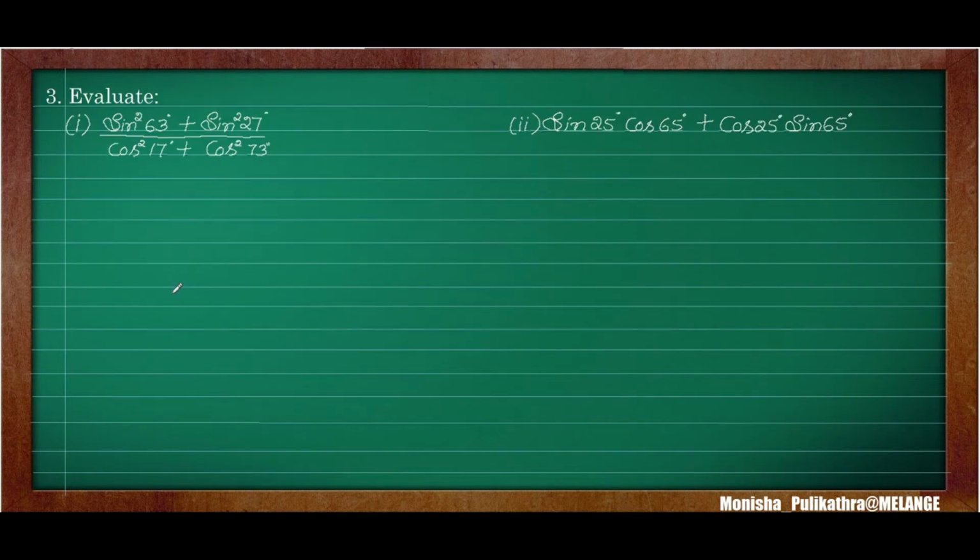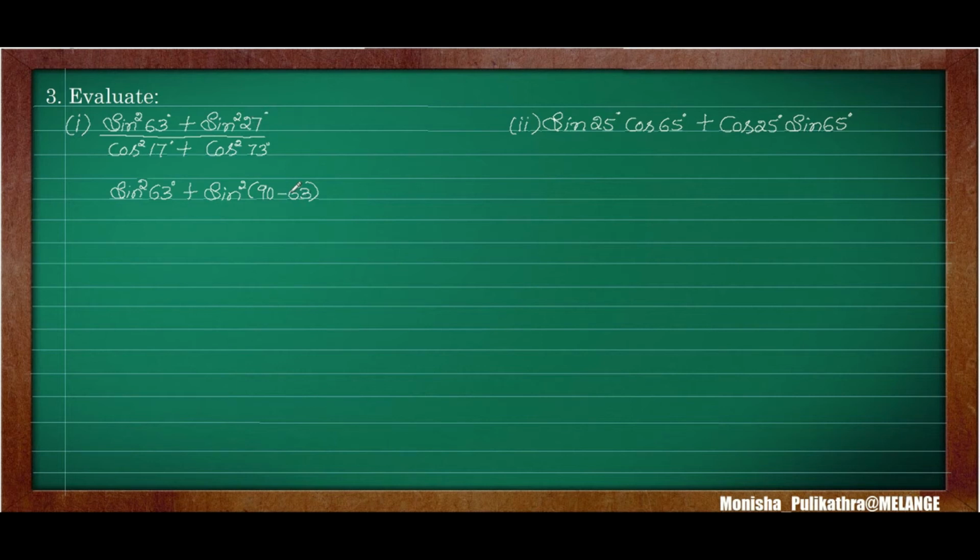So moving on to the third problem, we need to simplify it and find the value of this ratio. First, we have to change either one of these. Sine square 63, I will keep here. The second one I will change using complementary angles: sine square, instead of 27, I will write 90 minus 63, because 90 minus 63 is also equal to 27.